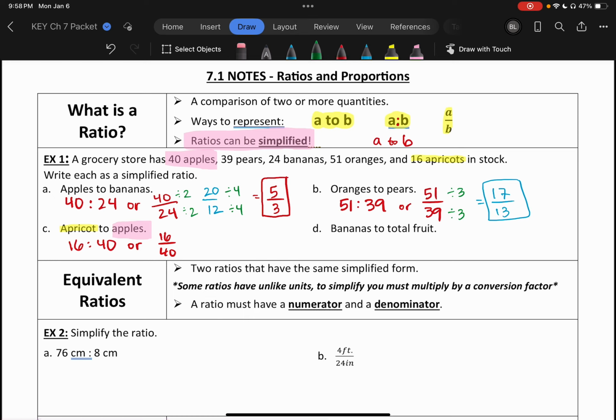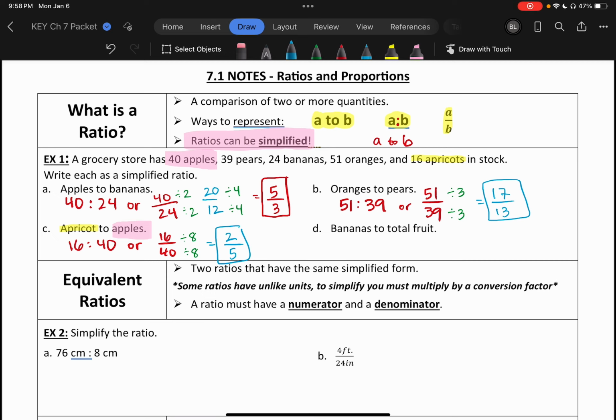The largest number that you can divide the top and bottom by when simplifying this fraction is 8. Doing so would give us, on the top, 16 divided by 8 is 2. On the bottom, 40 divided by 8 is 5. So our ratio from apricots to apples in simplest form is 2 to 5, or 2 over 5.